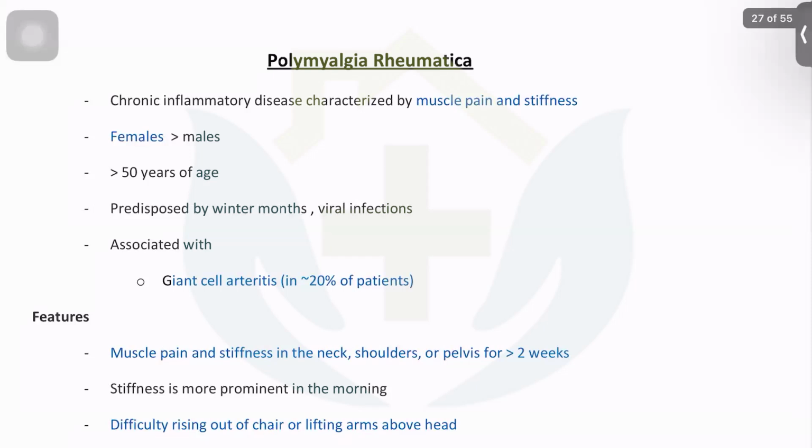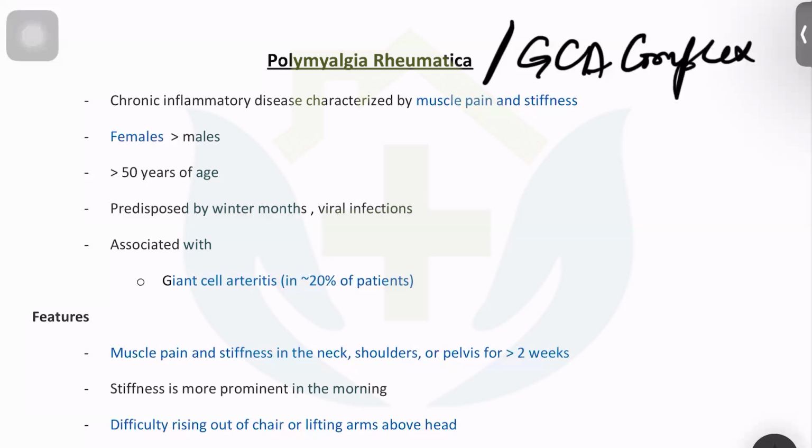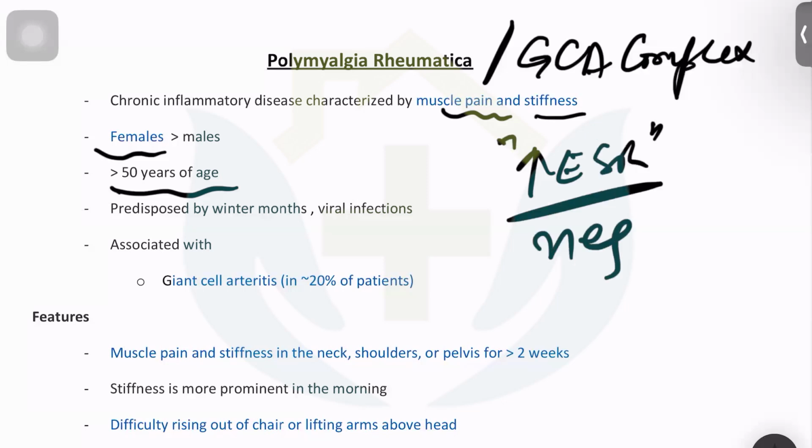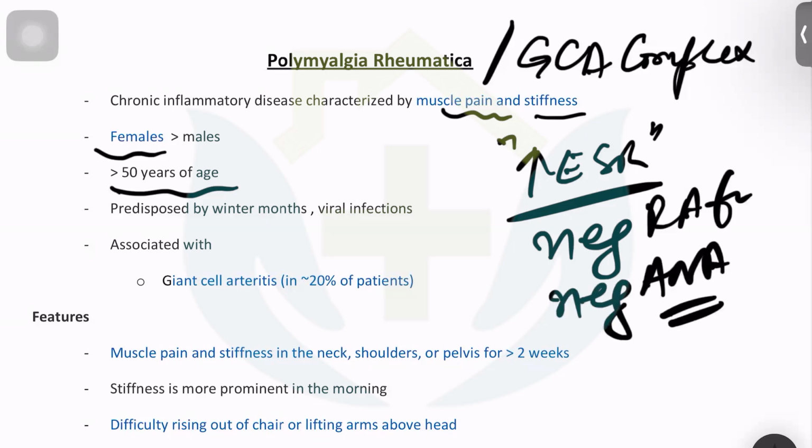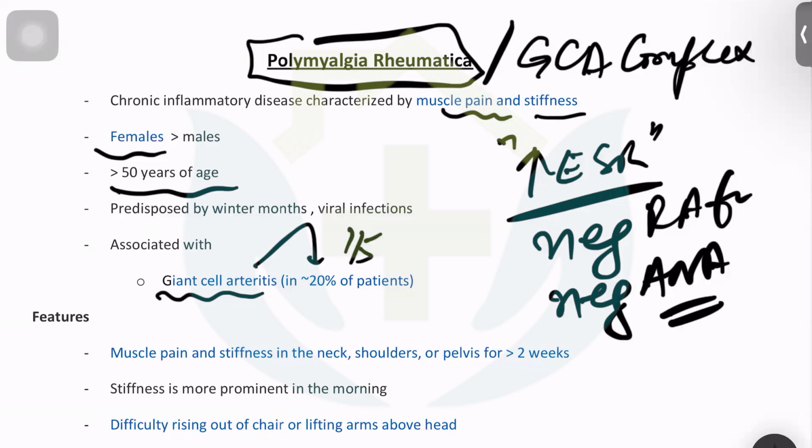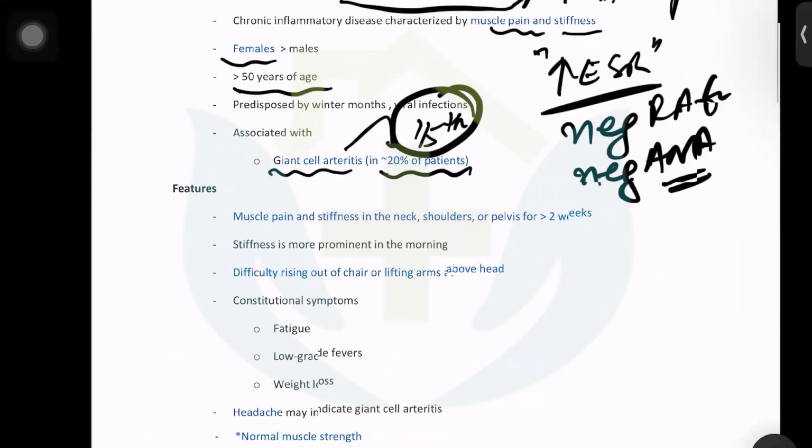Very important. Polymyalgia rheumatica, giant cell arteritis complex. Many patients come to you, usually aged more than 50 years, females, complaining of pain in the shoulders and stiffness all the day and elevated ESR. Negative RA factor. Negative ANA. They have a condition known as polymyalgia rheumatica. It can be associated with giant cell arteritis only in 1/5 of the patients, not all. It is not a dictum. It is not a mandate.